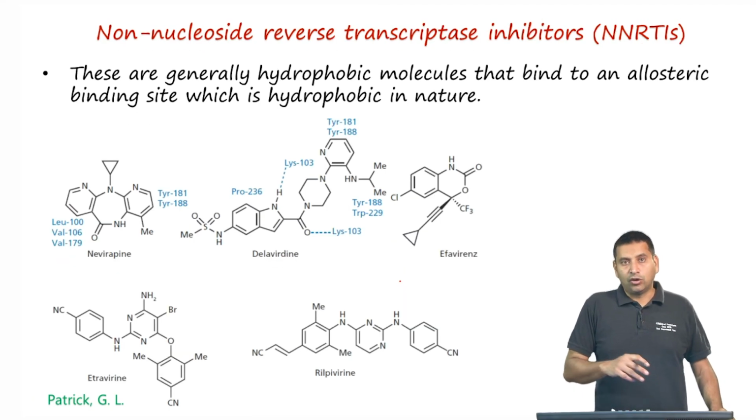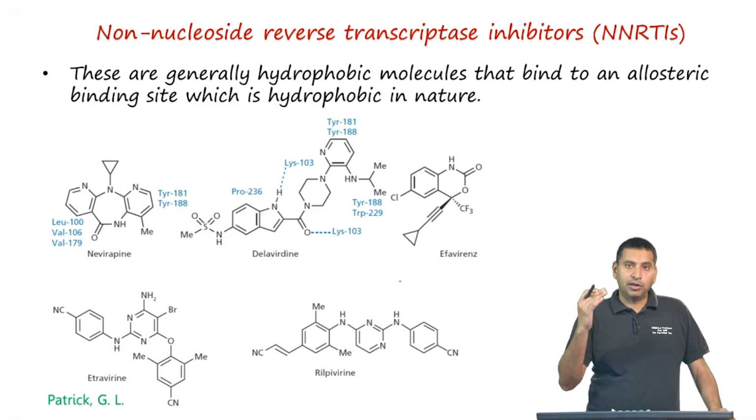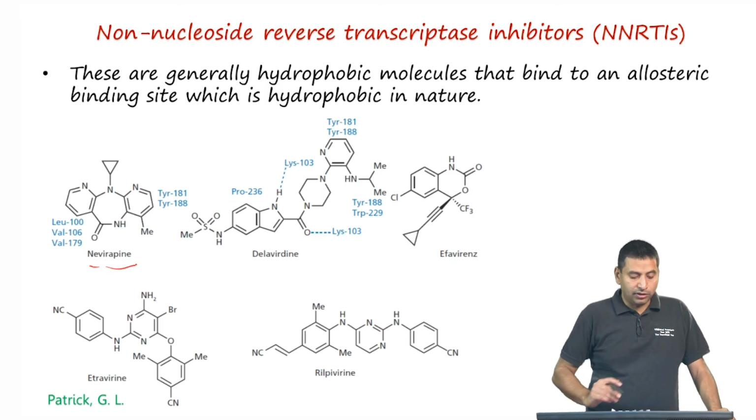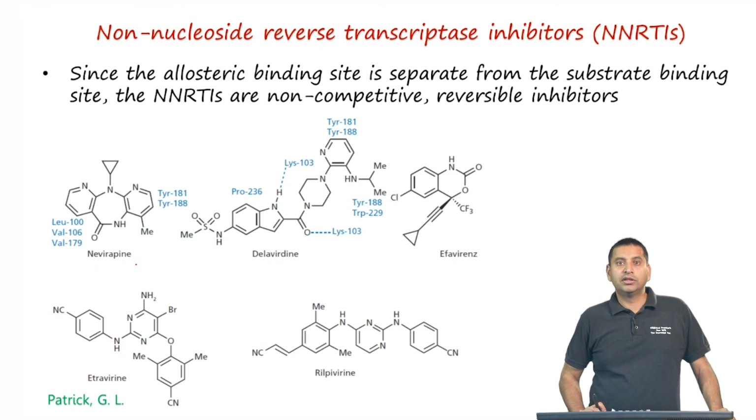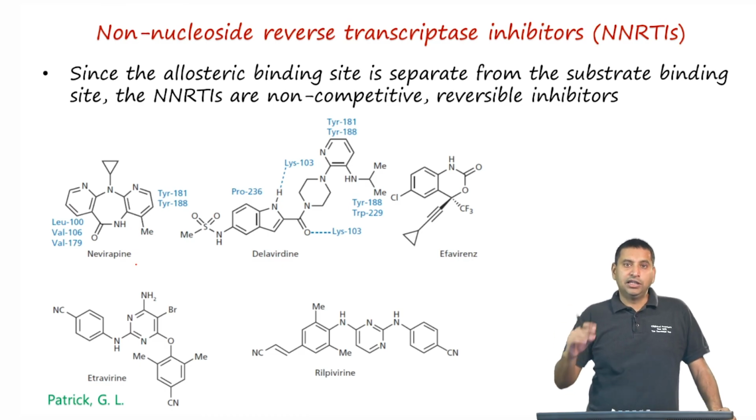And there are also non-nucleoside reverse transcriptase inhibitors, which are known as NNRTIs. These are generally quite hydrophobic molecules, and they bind to an allosteric binding site in the enzyme. Nevirapine is an example of this, and since the allosteric binding site is separate from the substrate binding site, these are non-competitive reversible inhibitors.